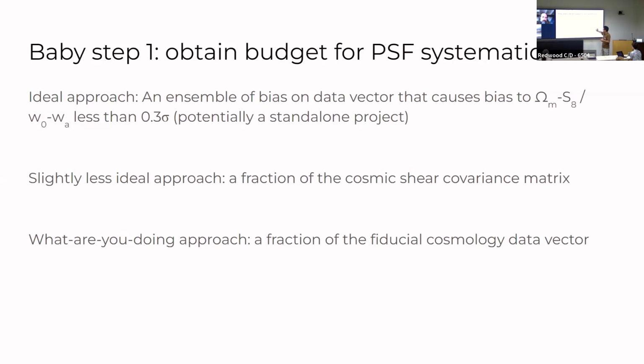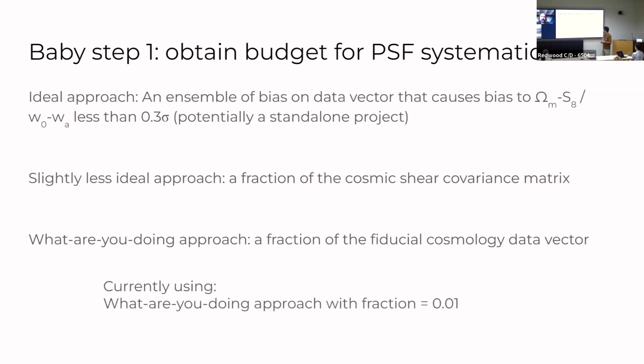And there is a "what are you doing" approach, which is the simplest way of setting your budget: basically multiplying a fraction of the fiducial cosmology data vector. Of course, we're currently taking that approach. You're probably thinking, what are you doing? That's how it gets its name.